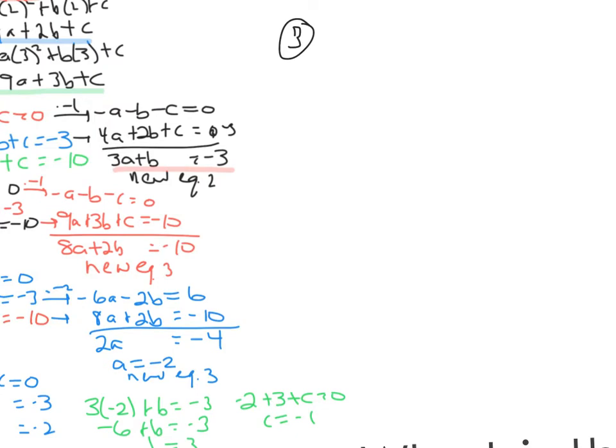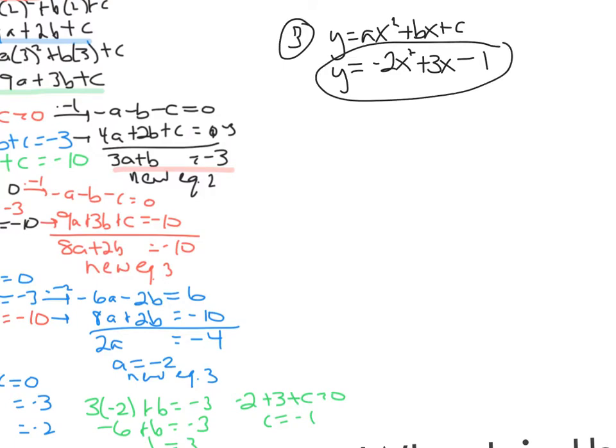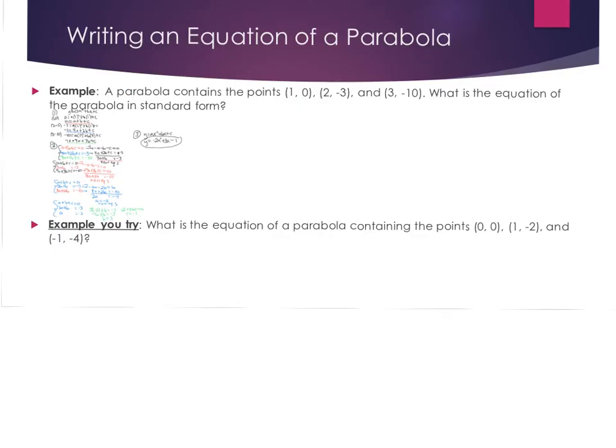Our third step is we will replace a, b, and c into y equals ax squared plus bx plus c. Okay, so remember we found a to be -2, we found b to be 3, and c we found to be -1. And there's our solution. Now I want you to take some time and try the example you tried.